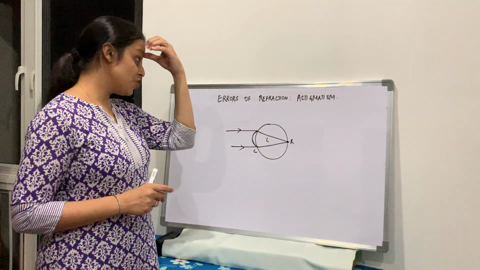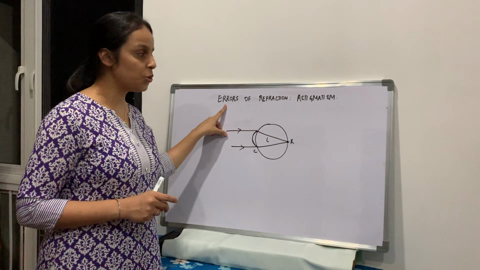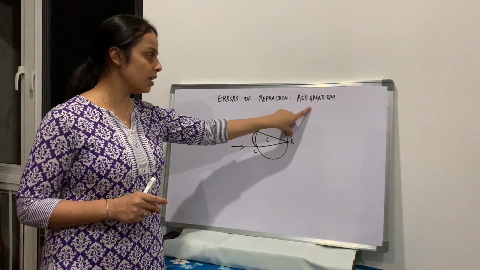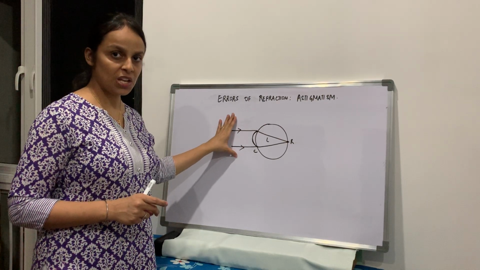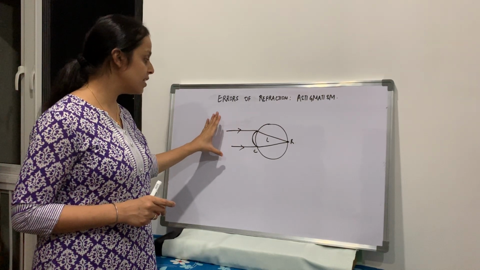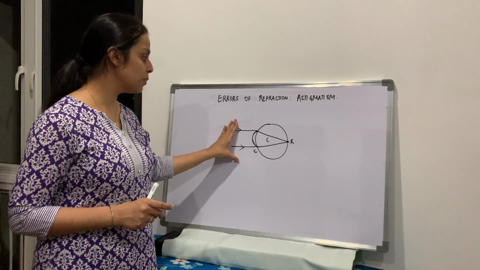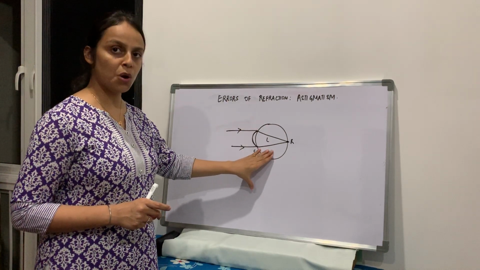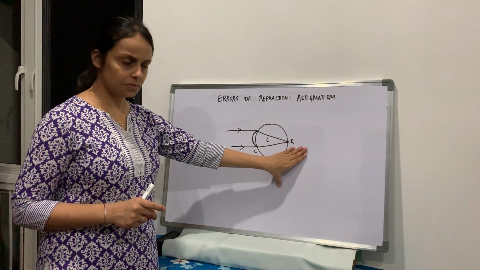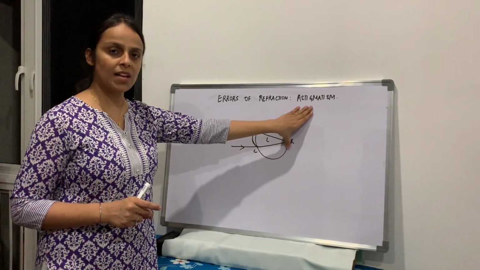So today I'll finish my topic on errors of refraction. I'll be talking about astigmatism. Okay. So time and again in my lectures we've been focusing on this diagram. What happens in an emmetropic eye is that rays of light coming from infinity, after getting refracted from the cornea and lens, will form a point focus at the retina. This does not happen in case of astigmatism.